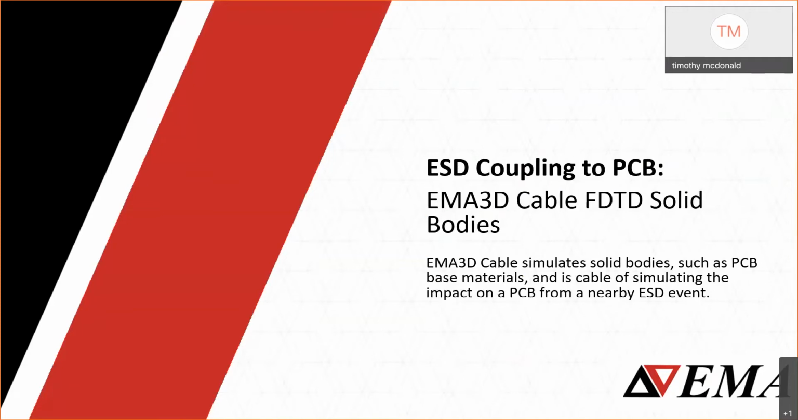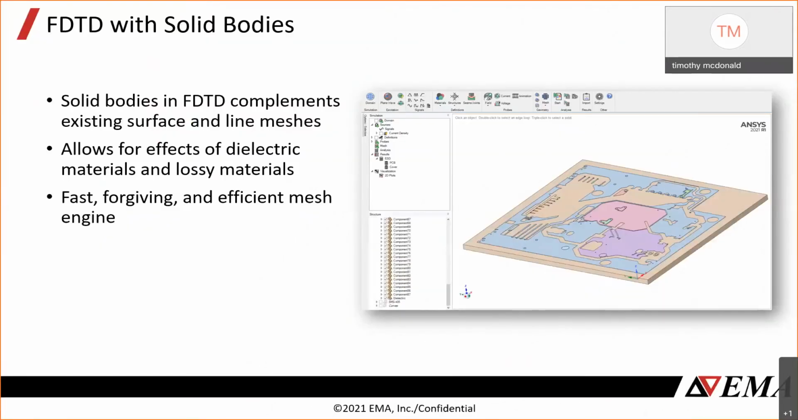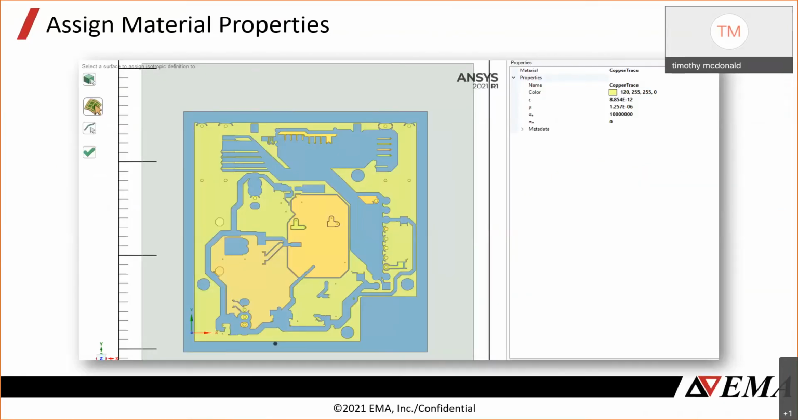In this case, let's take a look at our new ability in R2 to model solid bodies. So our solid bodies can be the PCB base materials or other types of dielectrics, or really any material that we want to model as a solid body. So EMA3D, in the previous version, we had the ability to model a lot of things with surfaces and lines. Adding bodies lets us handle dielectric materials, lossy materials. Again, we have the advantage of our fast, forgiving, and efficient mesh engine that really makes short work of very complex geometry.